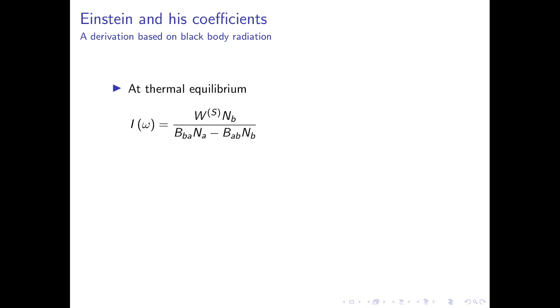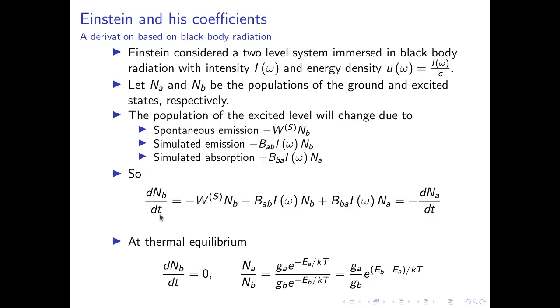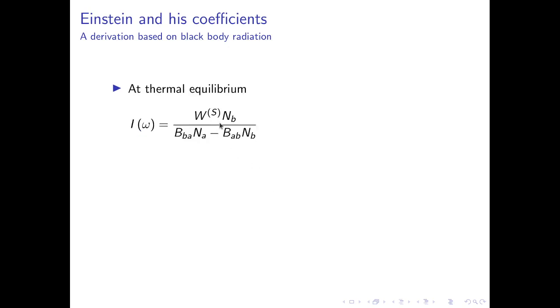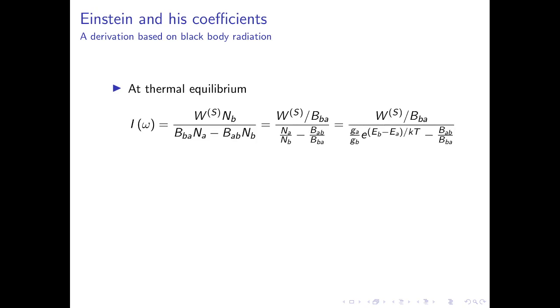So just by using the fact that at thermal equilibrium this thing is 0, you can solve this for I omega and you end up with I omega given by this quantity WsNb by BBA Na minus BAB Nb, which can of course easily be written in this form. Just divide the whole thing by Nb times BBA, and as a result you end up with this expression. So this is what I omega should be in thermal equilibrium. And because Na by Nb is already known from the thermal equilibrium expression from Boltzmann distribution, this is what you end up with.